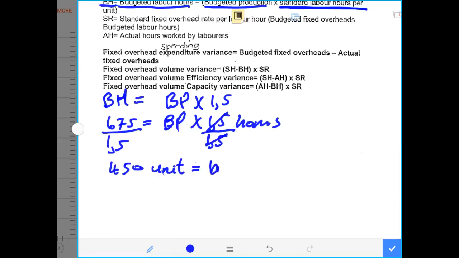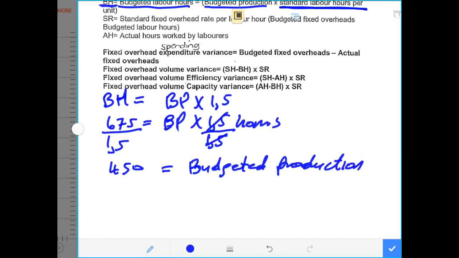450 is equal to budgeted units. 450 is equal to budgeted production. So now we do have our budgeted production, which is 450 units. 450 units is our budgeted production.